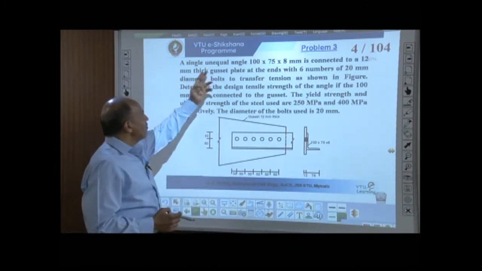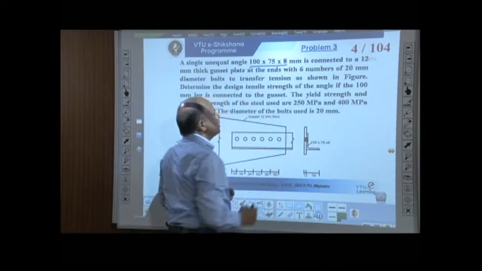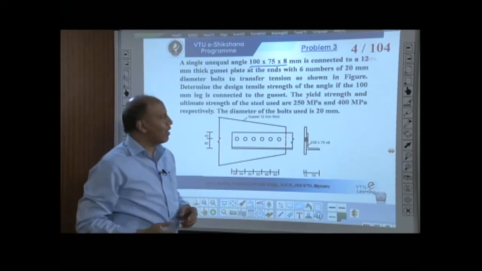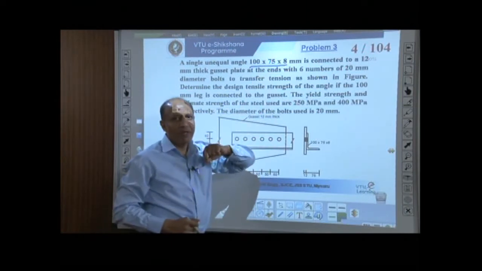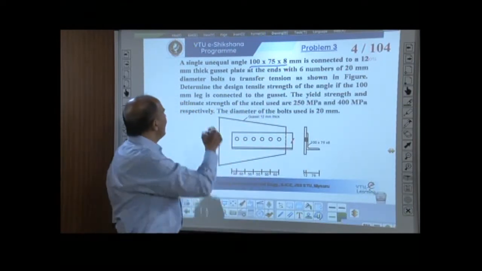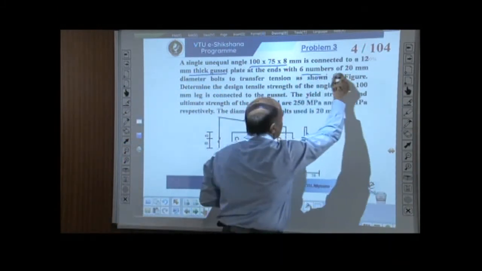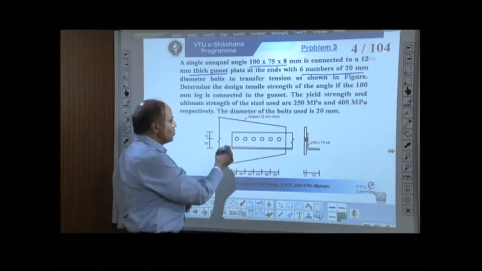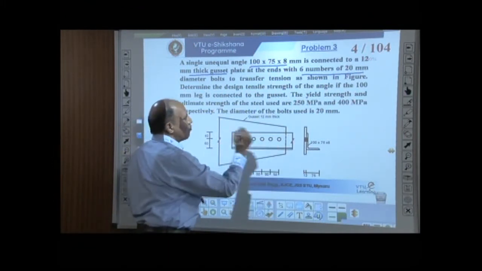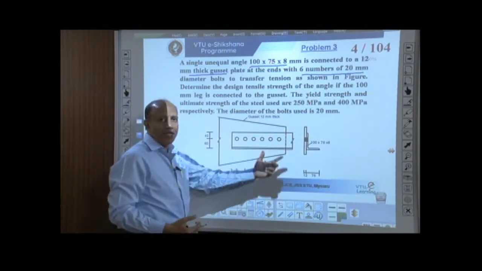So, we have a single unequal angle of size 100x75x8. The sizes of the two legs are 100 mm and 75 mm. The thickness is 8 mm. It is connected to a 12 mm thick gusset plate. The number of bolts in the connection is given: 6 in number, you can clearly see those 6 bolts here, 1, 2, 3, 4, 5, 6. And we are trying to find the design strength of this particular connection.